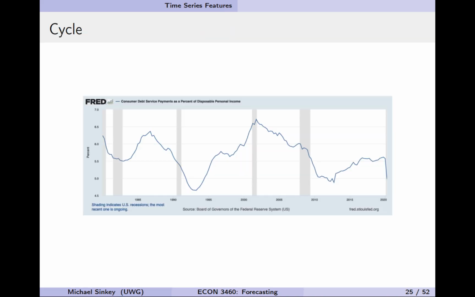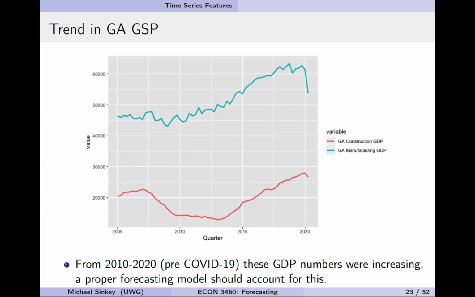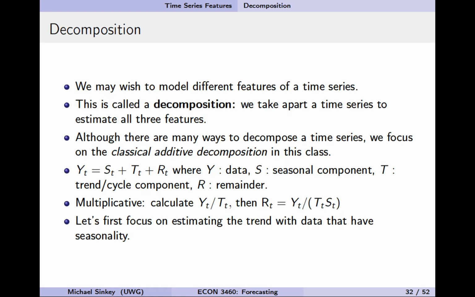Take a look at consumer debt service payments as a percent of disposable personal income. So I see this trend component to it, and I want to know whether or not I'm leveraged as a consumer. I can look at this percent of consumer debt service payments as a percent of disposable personal income, and that also gives us some insight as to what spending will look like in the future. Look at Georgia construction, Georgia manufacturing GDP. Clearly, decomposing some seasonality out of this might be important, particularly for the manufacturing. So we see these different time series features, and we may want to deconstruct the time series.